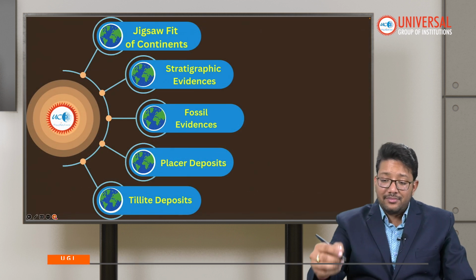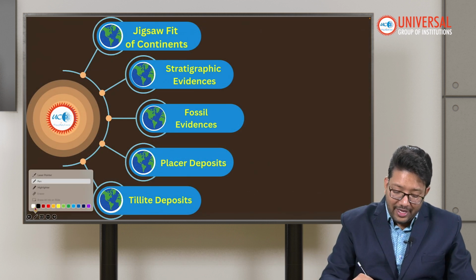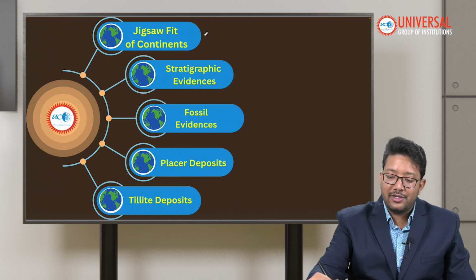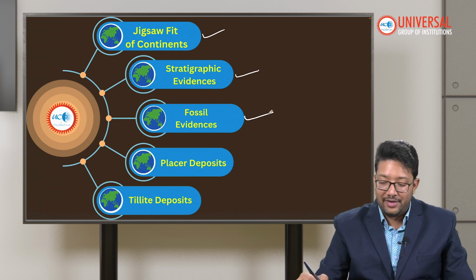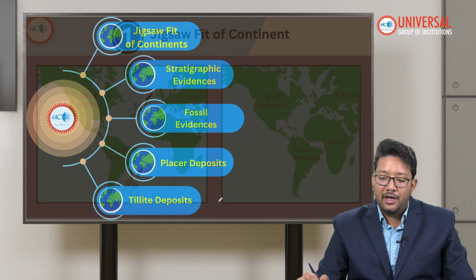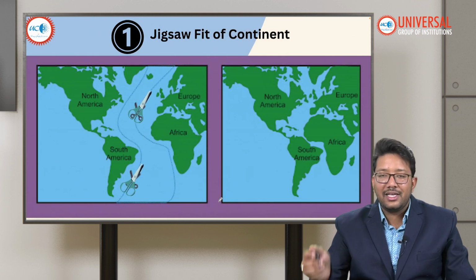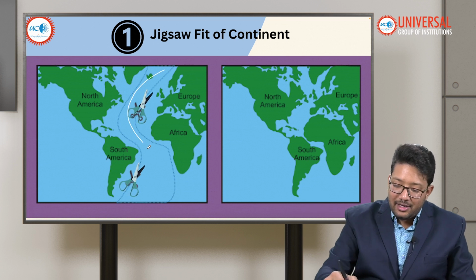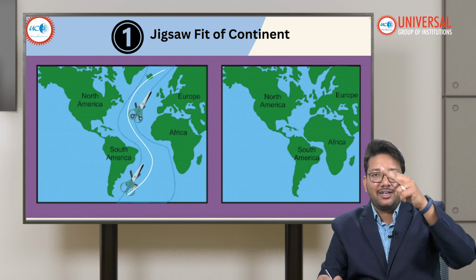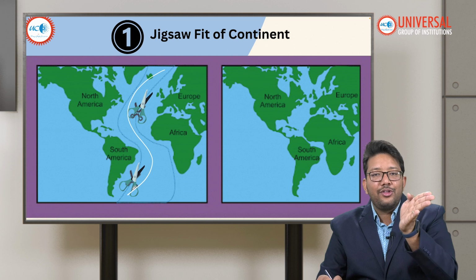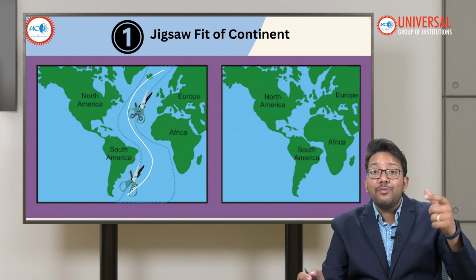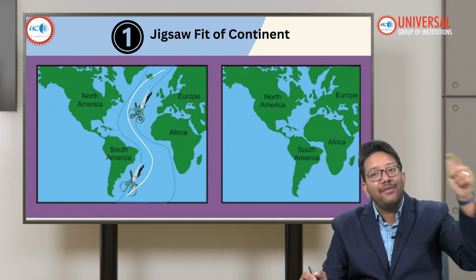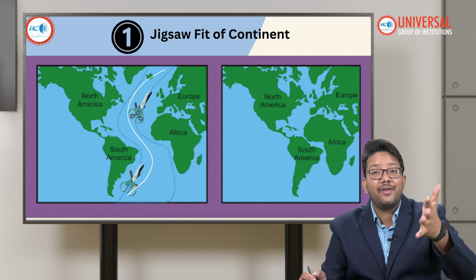So basically Alfred gave 5 evidences. First was jigsaw fit, second was stratigraphic evidence, third is fossil evidence, fourth is placer, and fifth is tillite evidence. First is jigsaw fit. He told us you can just take a world map and cut it with scissors into parts, and he was right in some way. He was proving the theory, and that's why we are reading Alfred Wegener even today.